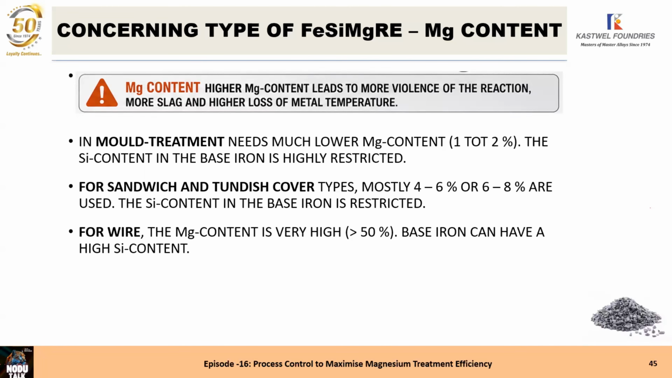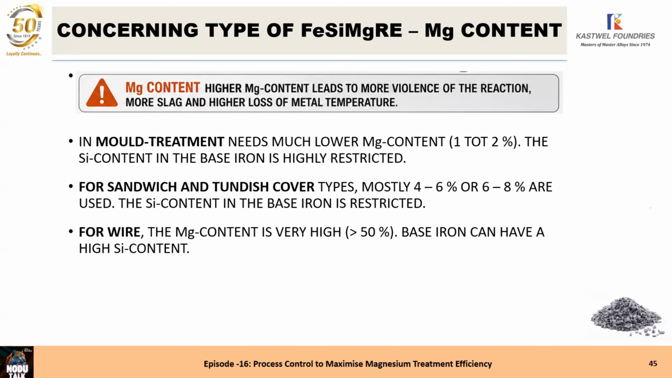In-mold treatment needs much lower magnesium content, 1 to 2%. The silicon content in the base iron is highly restricted for the in-mold treatment. For sandwich and dish cover methods, mostly 4 to 6% magnesium containing alloy is desirable. Some people also use 6 to 8%. 6 to 8% magnesium containing alloy is required where you have to control the silicon.